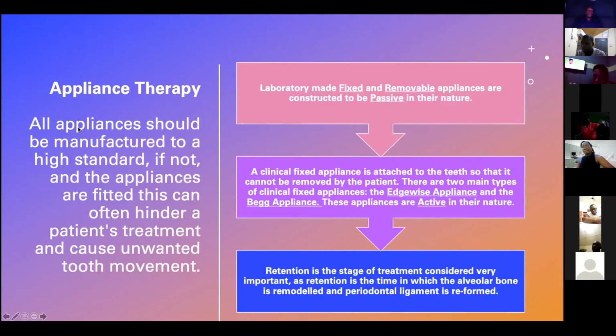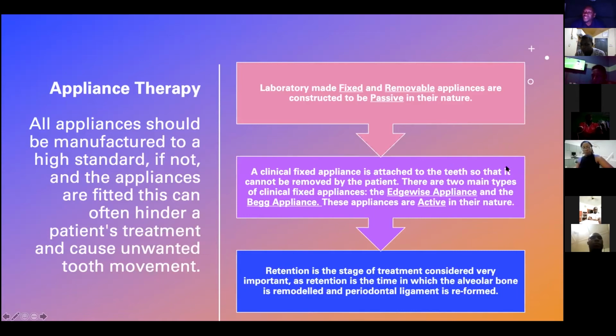All right. So all appliances should be manufactured to a high standard. If not, the appliances are fitted, and this can often hinder a patient's treatment and cause unwanted tooth movement. Now, if we look at laboratory-made fixed and removable appliances, these are constructed to be passive in their nature, and passive just essentially means that it's the orthodontist or the clinician who would activate it. So when we make it, the orthodontist will be the one that will apply the pressure to achieve the desired tooth movement.